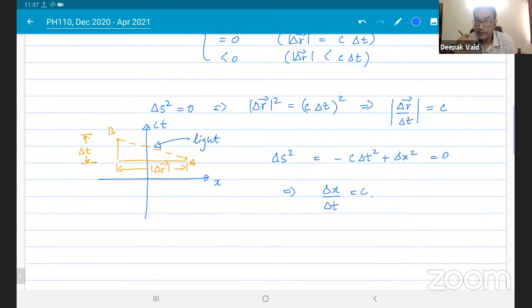So any two points separated such that, if I release a flash of light at A, that flash of light will reach the point B. Okay. Delta S squared.